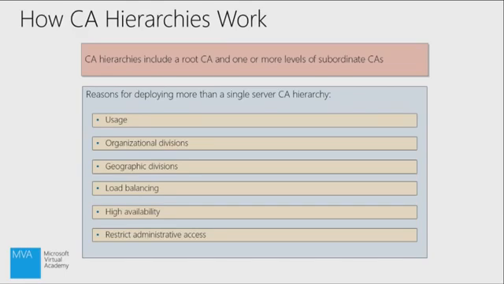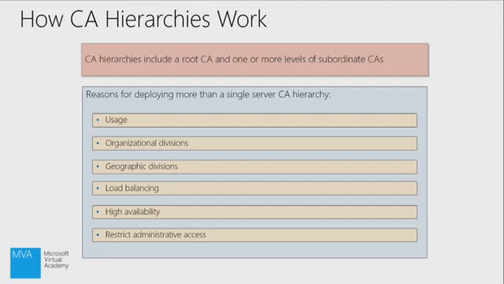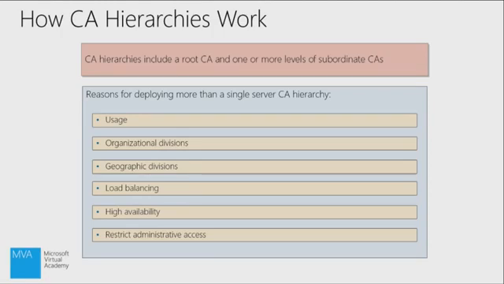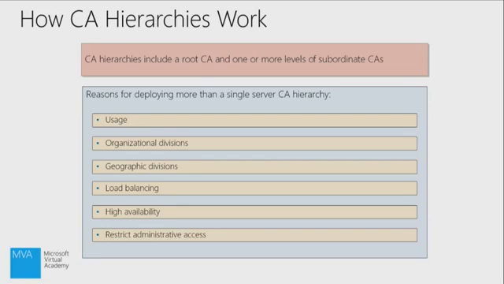Usage. Certificates may be issued for a number of purposes: secure email, secure web servers, user verification, identity verification. You may want to segregate your certification authorities to issue certificates just for those particular uses. Organizational divisions, as we talked about earlier: you might have a number of different organizations or teams or groups within your overall organization that have different functions, different requirements, different IT teams even possibly, and you need those teams to independently manage certification services. Geographic divisions are very similar to organizational divisions, but based on physical geographic locations.